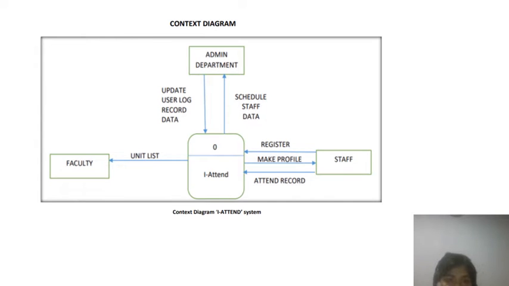So moving on to the next slide, this is the context diagram for our group, which is the IIT system. You can see there are three external entities, which are faculty, admin, department, and staff. It has data flow, which connects to the system process, which is IIT. You can see here the relation between the system process and external entity.